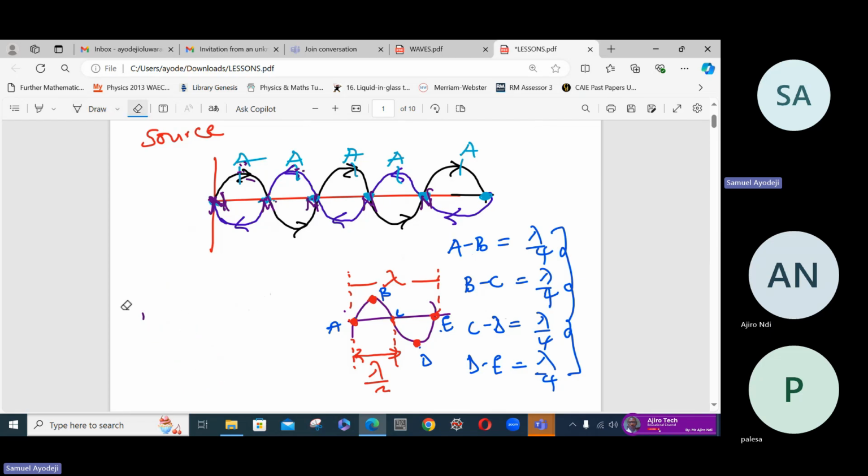So that means A to E straight, A to E is lambda. So the journey of A to E can take place as A to B plus B to C plus C to D, then plus D to E. So that gives lambda. Is that understood?